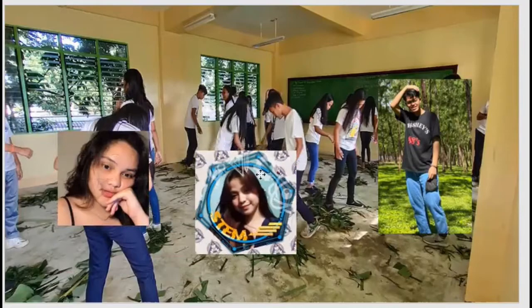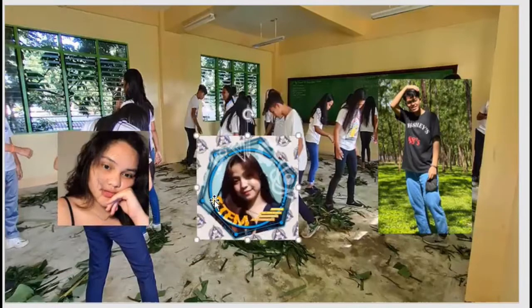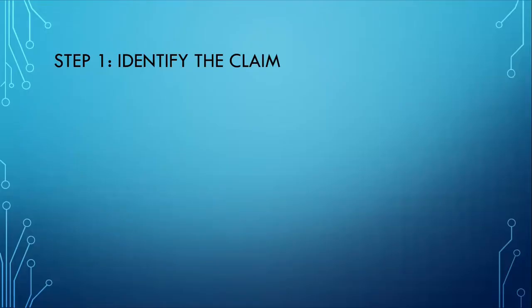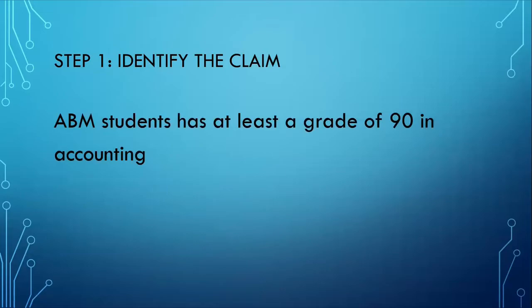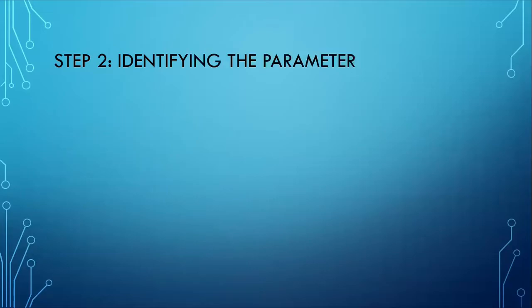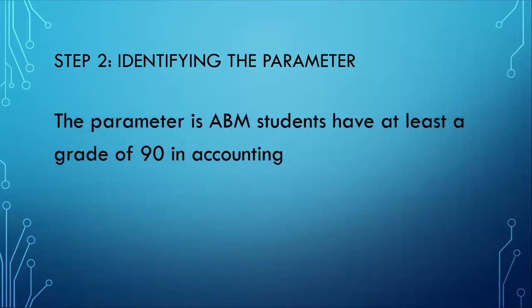Sige, let's put your claim to a test. Kailangan na natin i-identify ang claim mo. So you claim that ABM students have at least a grade of 90 in accounting. The second step is that we must identify the parameter. Our parameter is that ABM students have at least a grade of 90 in accounting.